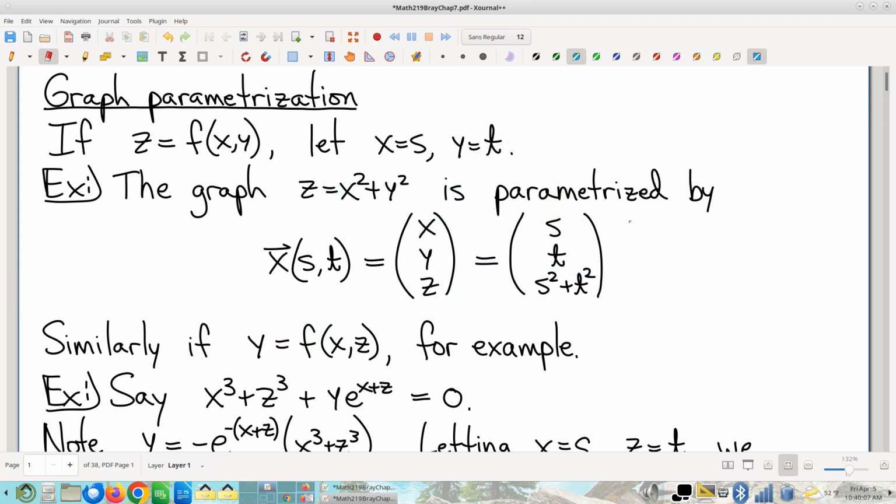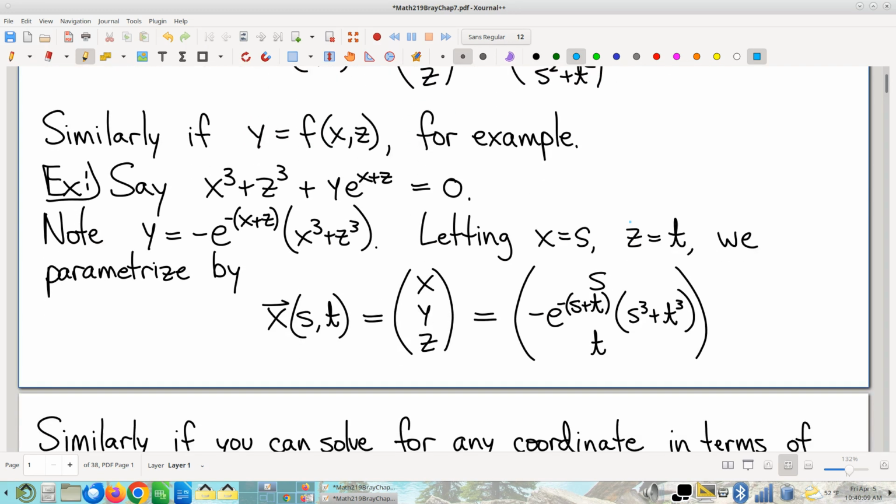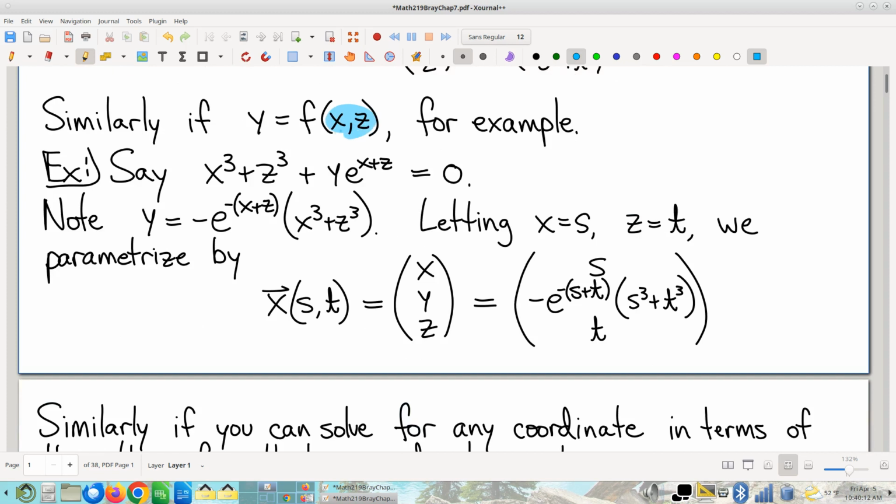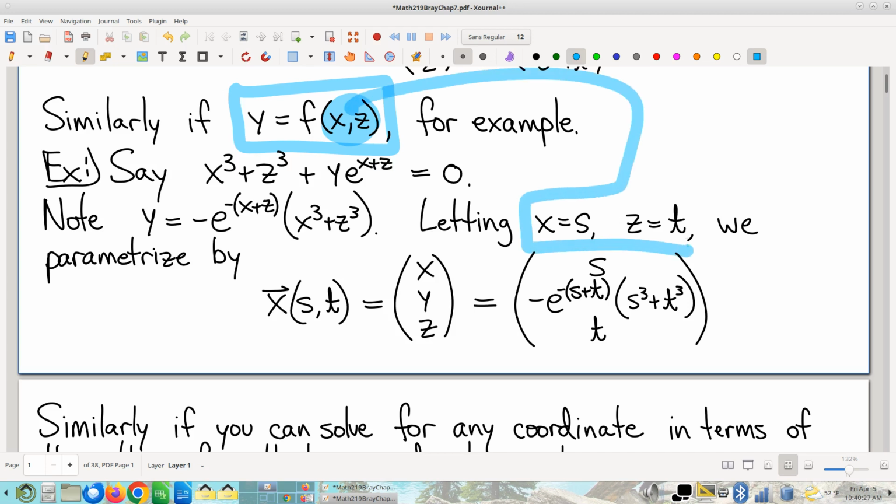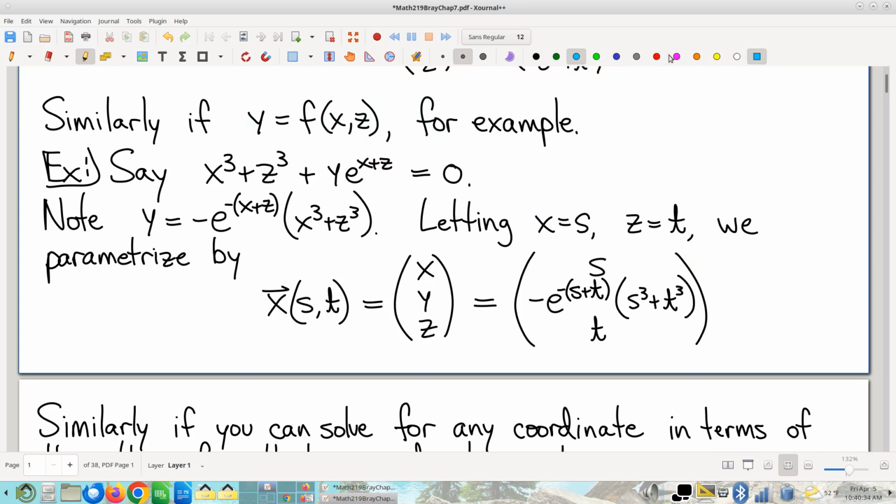A couple other examples just to show variations. There's no law that says your 2 input variables have to be x and y. Here, by contrast, I have y as a function of x and z. And that's cool, that's fine. Alphabetical order doesn't matter. Whatever your input variables are, let those be your parameters. Like so. Okay, so starting this example from the beginning, we want to parameterize this surface right here.